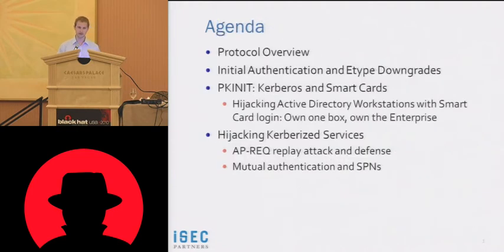So we're going to start today on our agenda with a quick overview of the protocol, so those of you who don't live in the jargon every day like us will have some idea what we're talking about when it starts to fly. We're going to talk about the initial authentication steps of Kerberos and some attacks against E-type negotiation. We're going to go into public key Kerberos as it supports smart card login and look at an attack there that is active against just about every single Active Directory system deployed in the field today, that allows user-to-user elevation of privilege, and owning one box, eventually elevating to owning an entire enterprise.